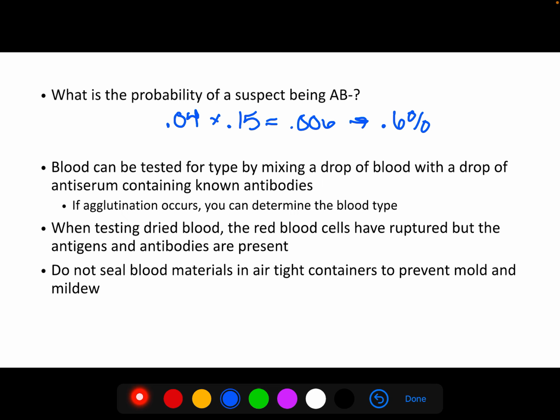broken down sample. And one thing to make note of that we talked about in Unit 2 as well with evidence: if you have blood evidence, like blood on a t-shirt or something like that, do not seal it in airtight containers. You don't want to put it in a plastic bag, things like that, because it can mold and mildew. And if the sample gets damaged, it can no longer be used in court.